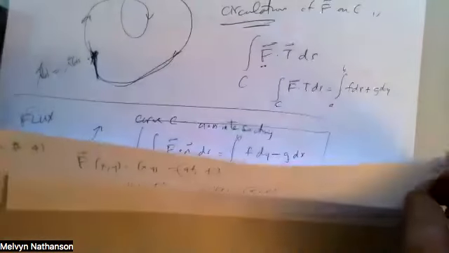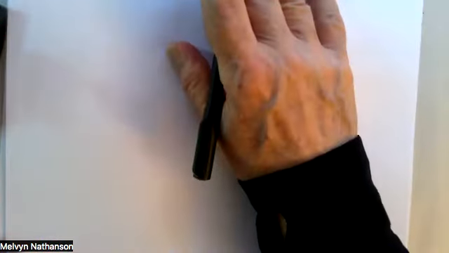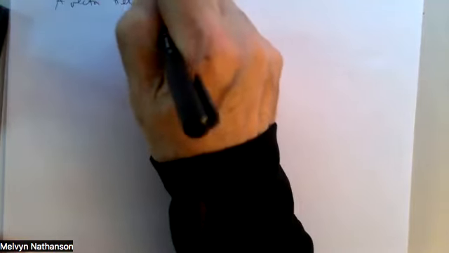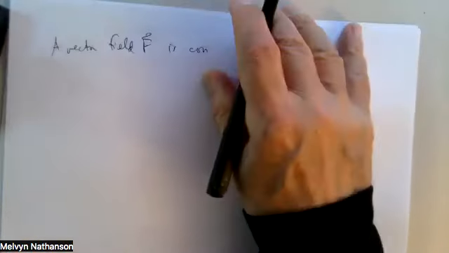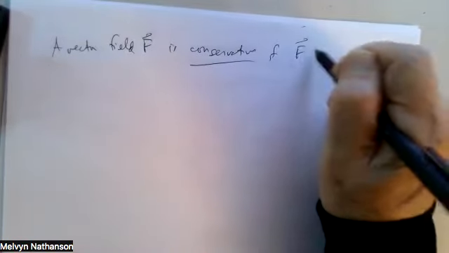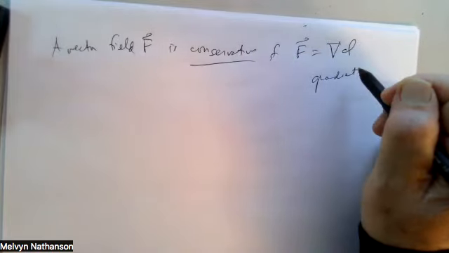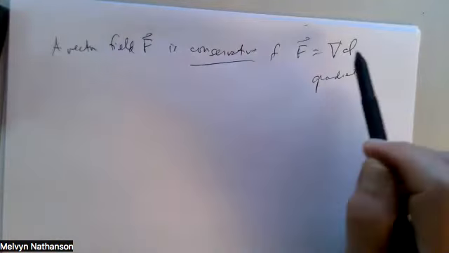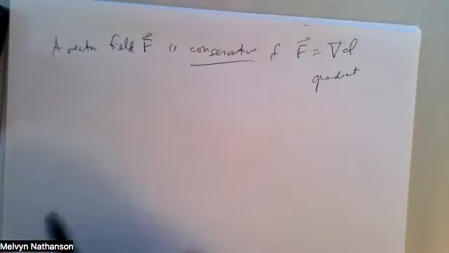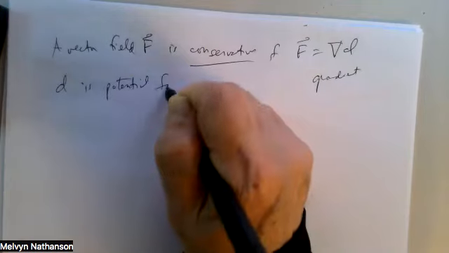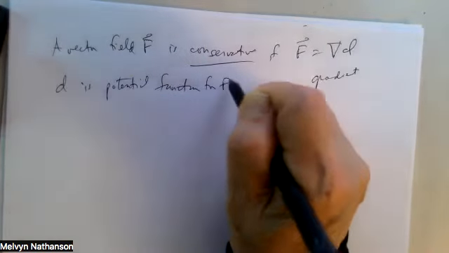Let me just state one last result, because in some sense, the sooner you see it, the better. We call a vector field F conservative if F is the gradient of a scalar function phi. So if a vector field comes by taking the gradient of a scalar field, then it's called conservative, and phi is called a potential function for the vector field F.